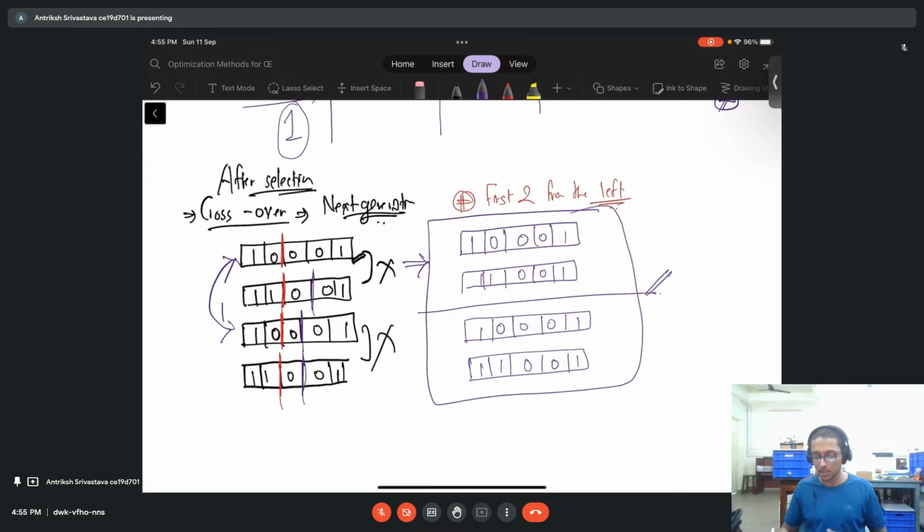There may be a chance that in a program also this kind of output we can get. So let's stick with this. We'll not do any change here. So this is your crossover.